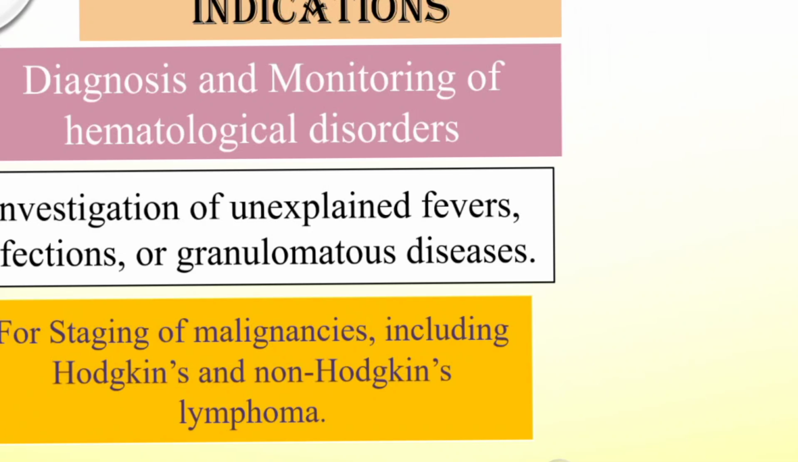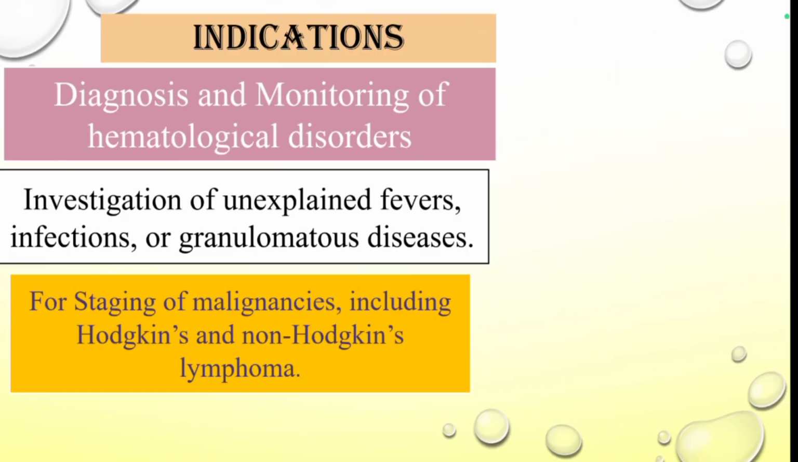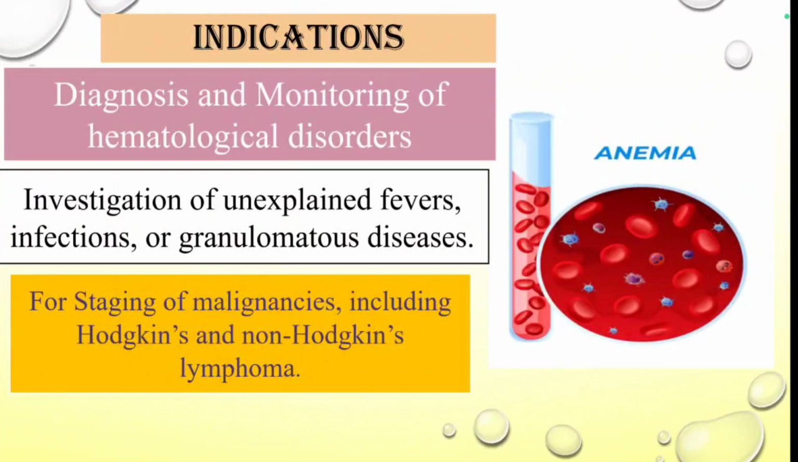The indications are also the same: to diagnose hematological disorders, to monitor anemia, and to check the blood count. The indications are the same for staging malignancies, in the case of Hodgkin and non-Hodgkin lymphoma, and if the patient has a prolonged fever that is not cured and the cause is not identified. For those patients also we can do bone marrow aspiration. Again, in certain cases like granulomatous disease, bone marrow aspiration can be done.